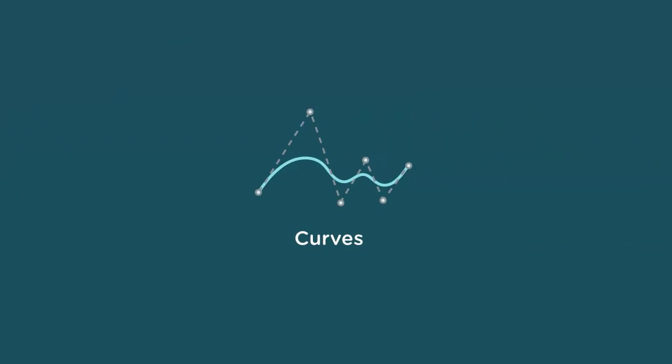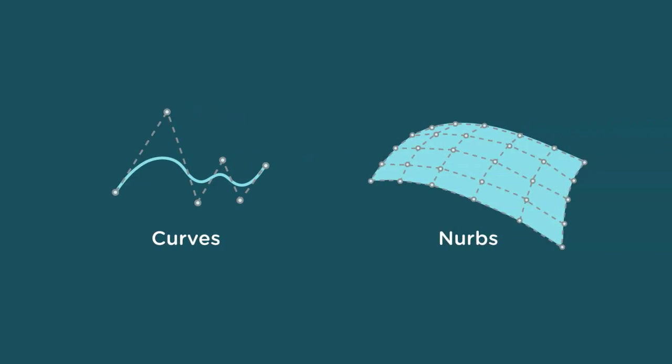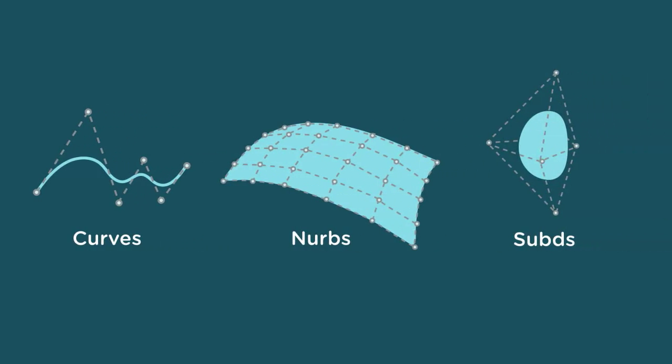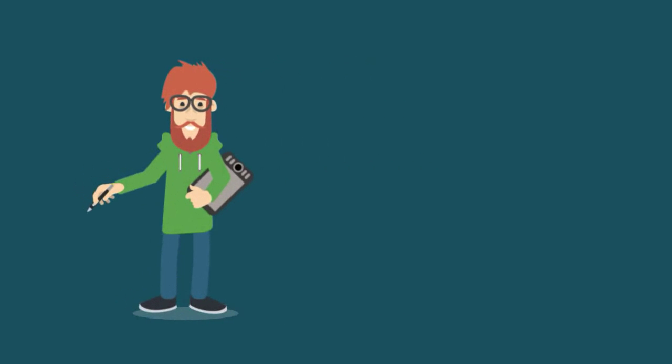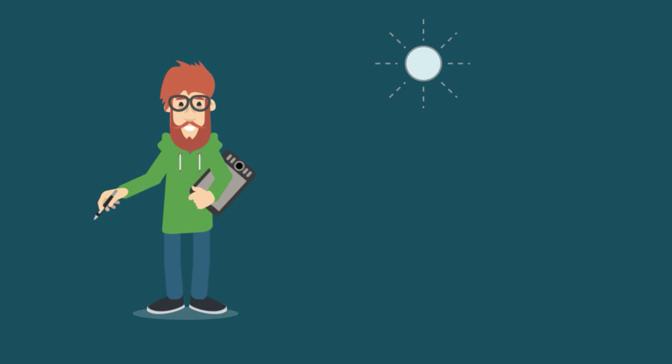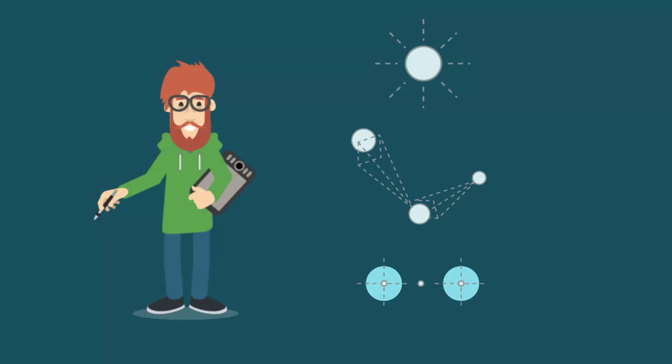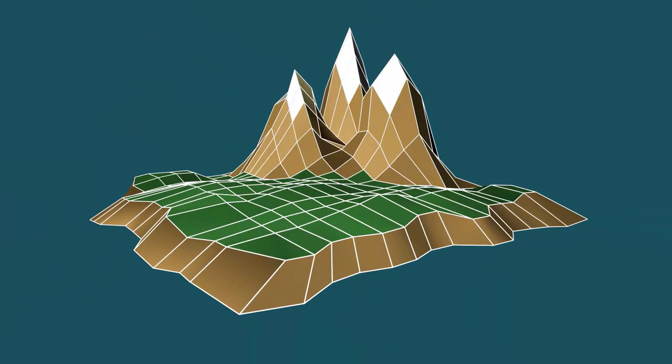Other geometry types, such as curves, NURB surfaces, and subdivision surfaces, can't be exported into a game engine unless they are somehow converted to polygons first. Lighting artists, animators, and character setup artists also make use of a variety of other object types, such as lights, joints, and constraints. But in this course, we'll be focusing entirely on polygonal or poly modeling tools.